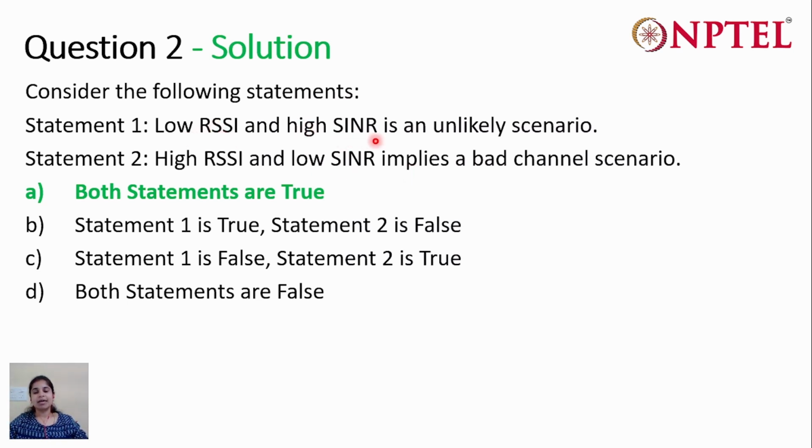How are SINR and RSSI related? Basically, RSSI is the received signal power, but SINR tells us the quality of your received signal. So, if SINR is low, it implies a bad channel, even though your RSSI is high. And having low received signal strength and high SINR is not possible. So, it's an unlikely scenario.